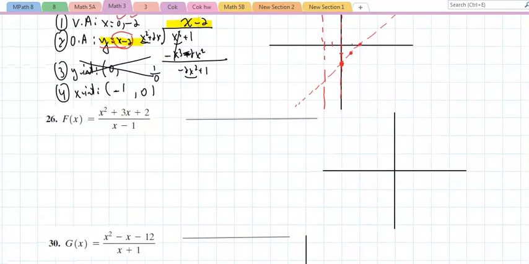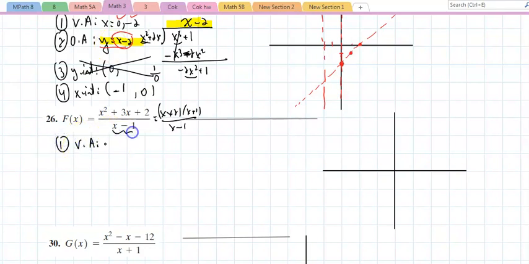Number 26. I'm gonna factor the top and the bottom. That's x plus 2 into x plus 1 over x minus 1. Vertical asymptotes. Domain: x cannot be 1. I want to say horizontal asymptote. Again, I'll let you slide if you say horizontal asymptote. You're supposed to say slant or oblique.